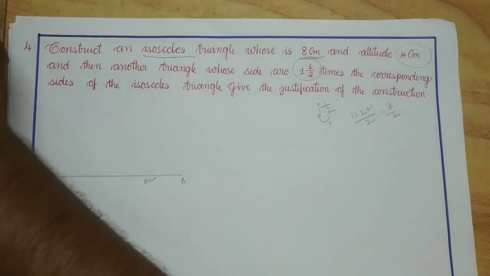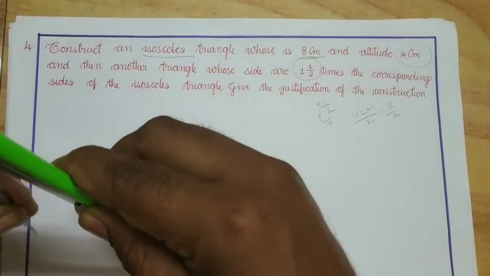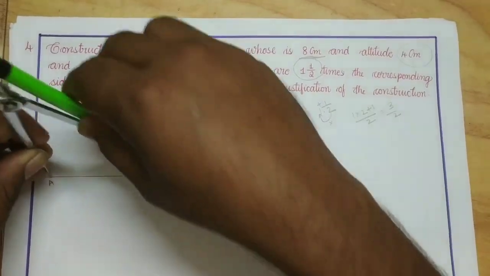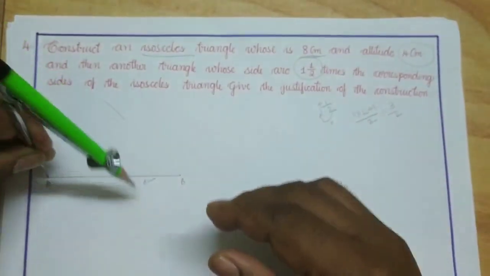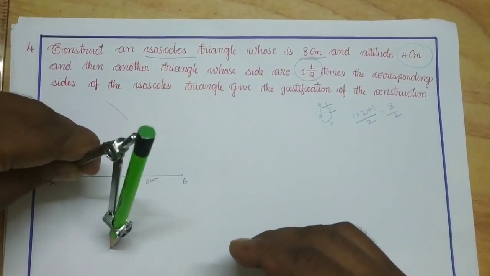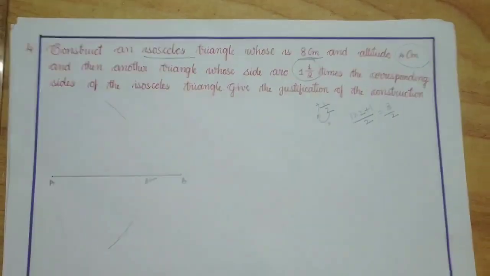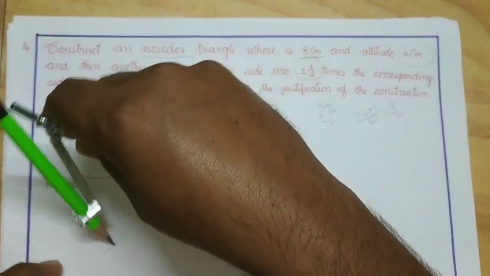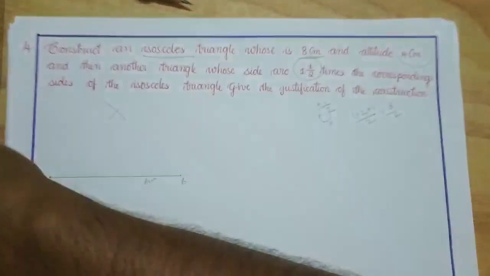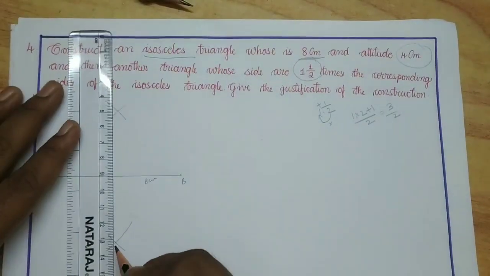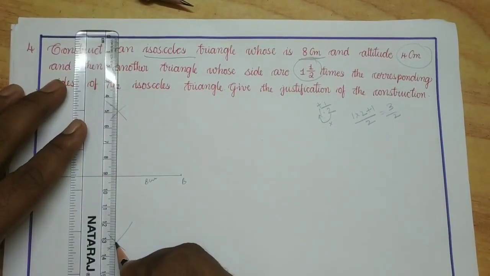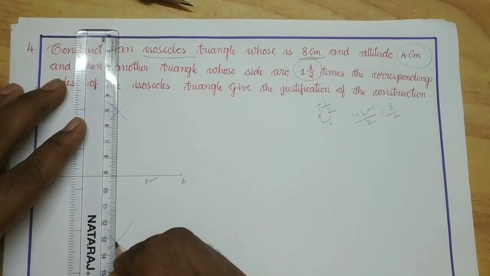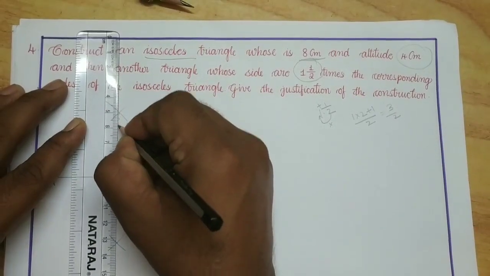Then take your compass, place it at A, take more than half, and draw one arc at the bottom and top, so that it makes a perpendicular bisector to AB. Okay, join this perpendicular bisector as a dotted line because it is not part of our construction. So put a dot here and join to this point as a dotted line.